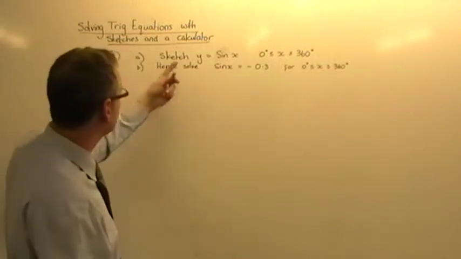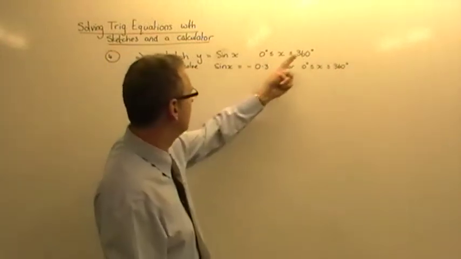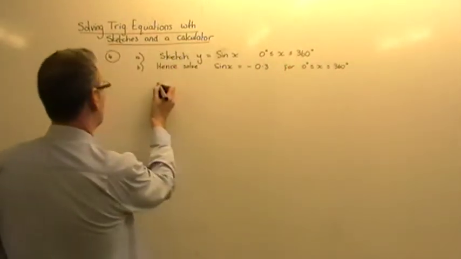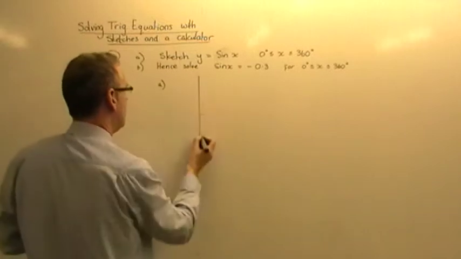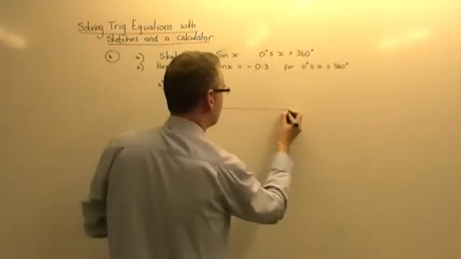Okay, so part A, sketch y equals sine x. Well, that's very straightforward, in the range 0 to 360. So let's do that quickly. Part A, here is a sketch of the y equals sine x graph.